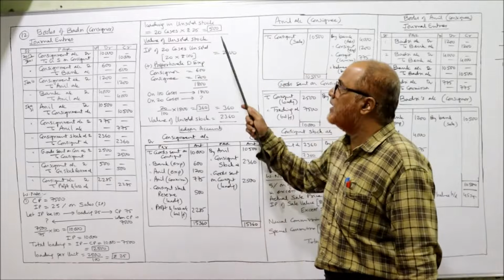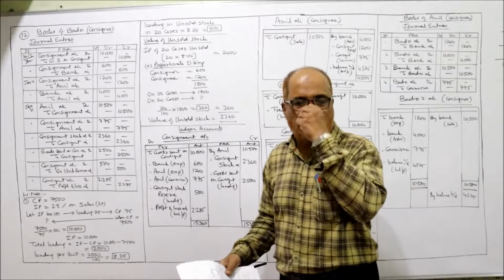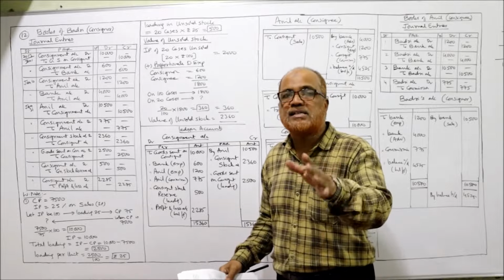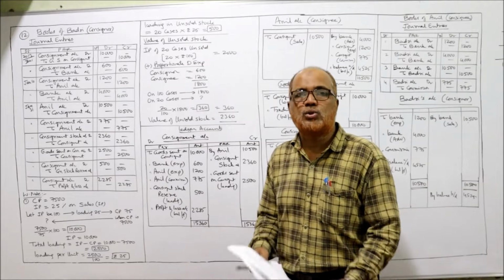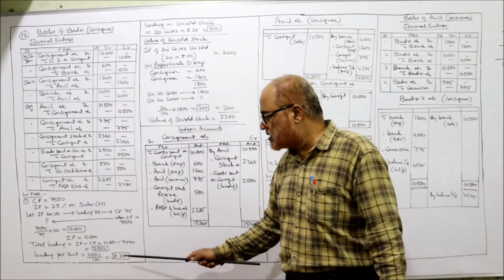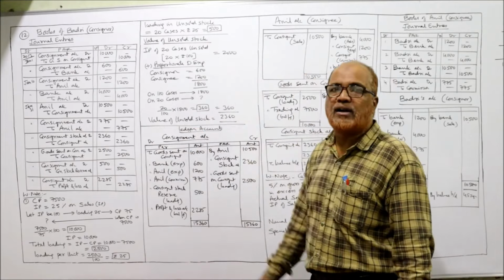So how much is the loading in unsold stock? Actually 80 cases are sold. It is given in the last line. Out of 100 cases, 80 cases are sold, so 20 cases are remaining unsold. So each case, how much is the loading? 25 rupees. So 20 into 25 is 500 rupees.